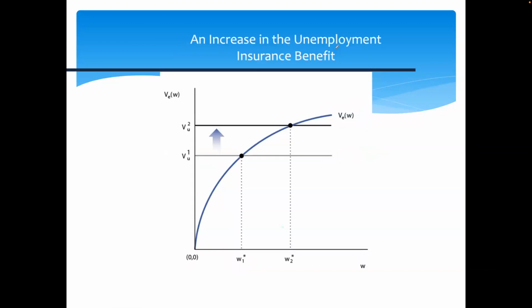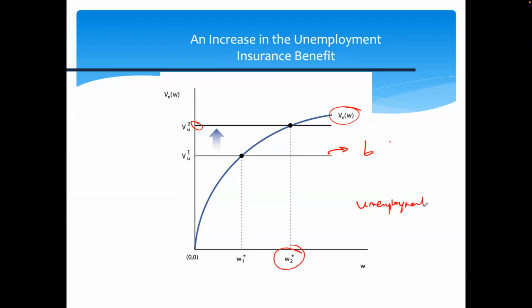Now let's see, if there's something changing in the economy, what would happen? First, let's look at an increase in unemployment insurance benefit, meaning B increases. Clearly, this line is going to go up, because this is largely determined by B. If this goes up, now you can see it's going to cross with this curve at a higher level of W. What this means is the reservation wage is going to increase. And furthermore, this means the unemployment rate is going to increase.